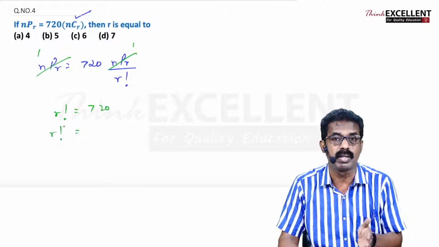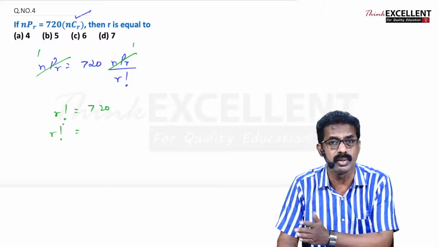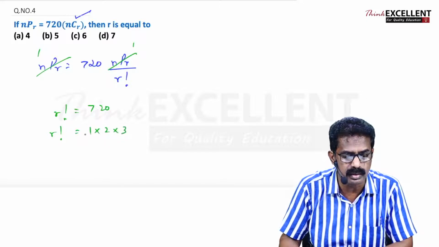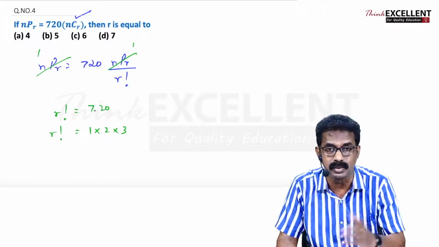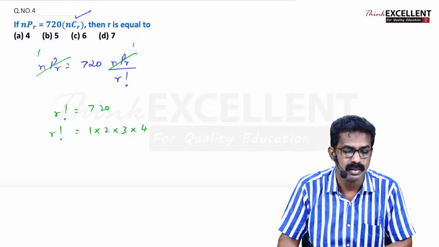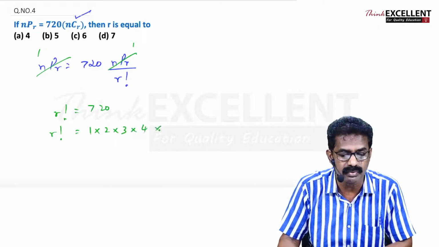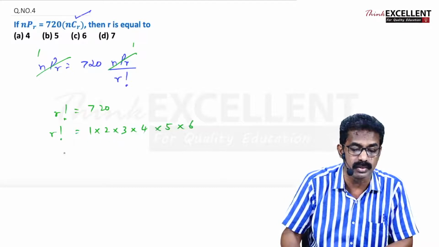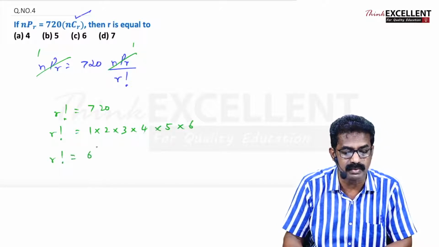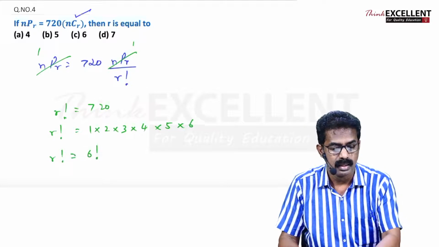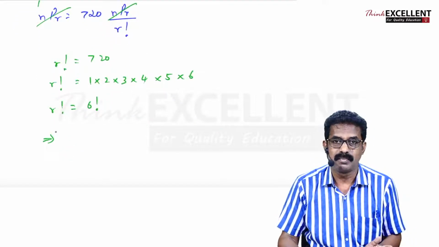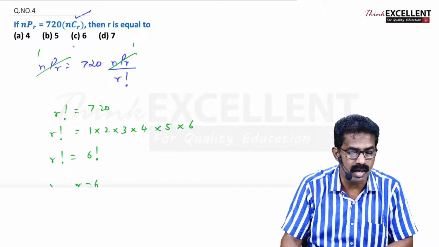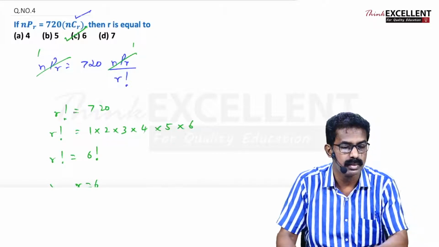For that, factorial means 1 into 2 into 3 into 4 into, keep on writing till you get the product as 720. So 1 into 2 into 3 is 6. We have to get 720, so into the next number 4: 2 3s are 6, 6 4s are 24, into 5 is 120, into 6, 120 into 6 is 720. So stop here. That is r factorial is equal to 6 factorial, because 1 into 2 into 3 up to 6. Both are factorials of the same type, so compare them: r is equal to 6. They asked to find the value of r, it is 6, so option C. So that is sum number 4.